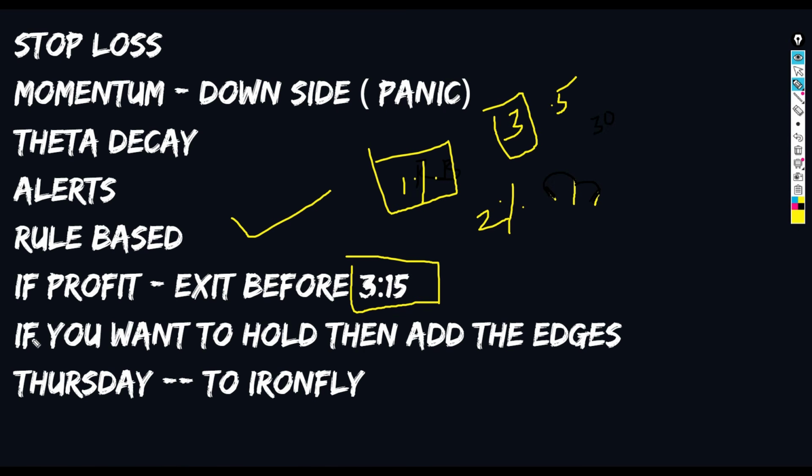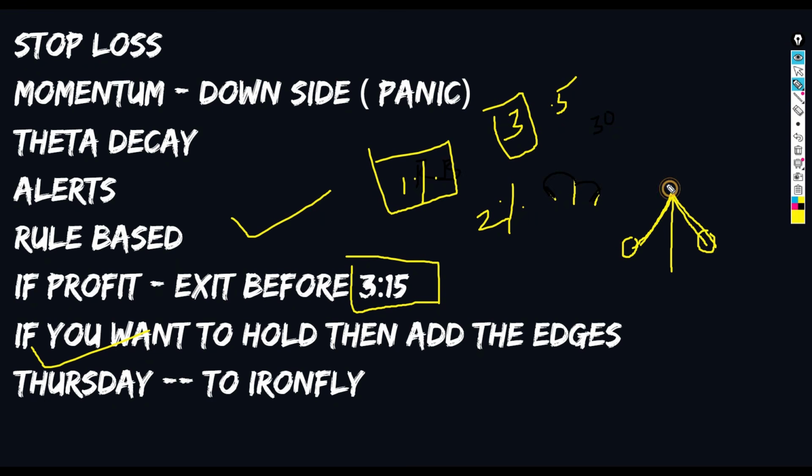And one more thing, this is if required, if you want to hold, then add the hedges. Let's say you have a big straddle, and let's say you have deployed it on Wednesday. Next day is the expiry day, right? If your market stands in the middle, and you have good safety on the call side and on the put side, right, you can just hold this trade for the expiry day.